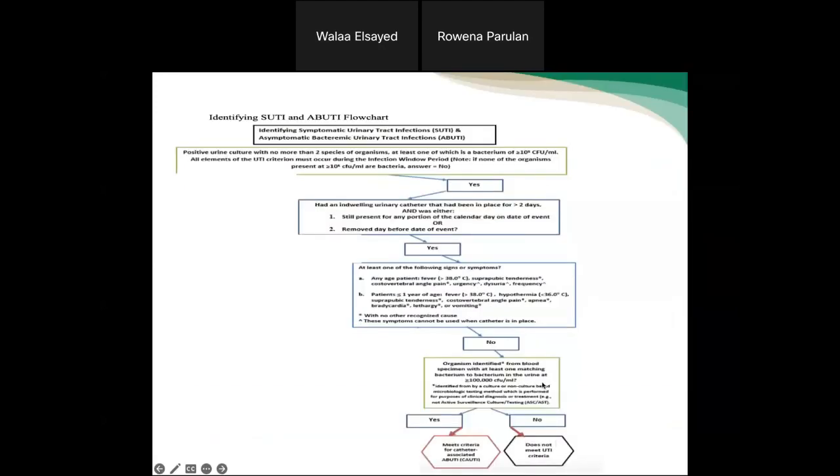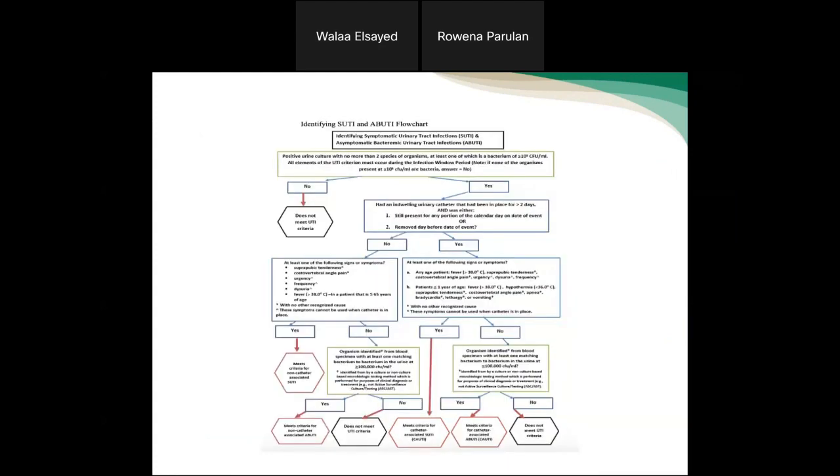Again, this is the flow chart which is available in the CDC module of the CAUTI, as well as in this lecture. If you want to go through it, it will make life very easy to classify the SUTI 1, SUTI 2, or ABUTI.